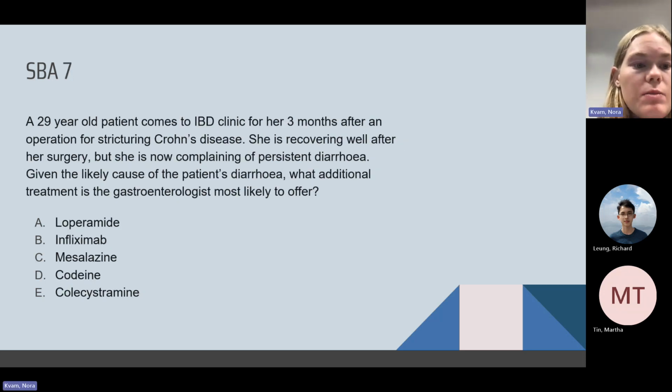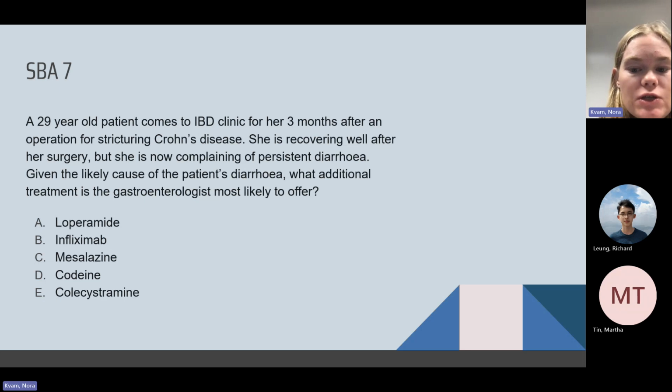A 29-year-old patient comes to IBD clinic for 3 months after an operation for stricturing Crohn's disease. She's recovering well after her surgery, but she's now complaining of diarrhea. Given the likely cause of the patient's diarrhea, what additional treatment is the gastroenterologist most likely to offer?